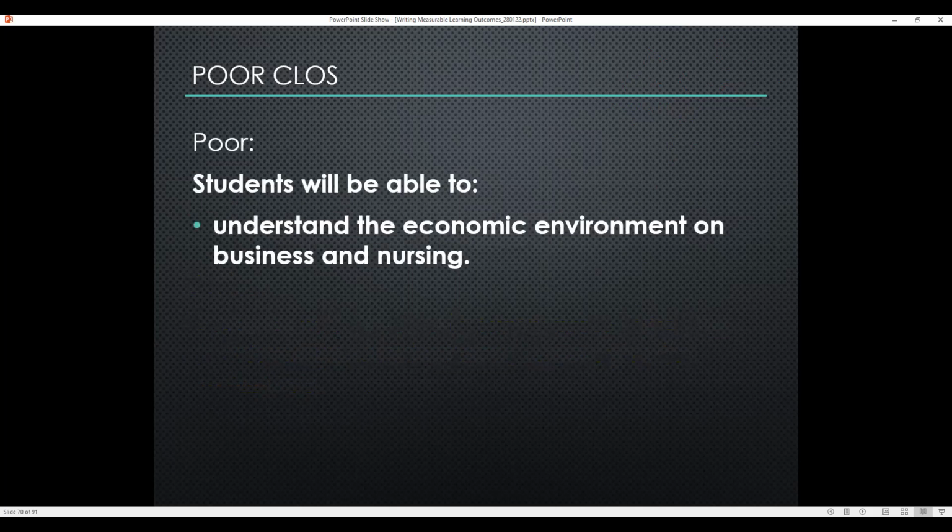Students will be able to understand the economic environment on business and nursing. How should we improve this?